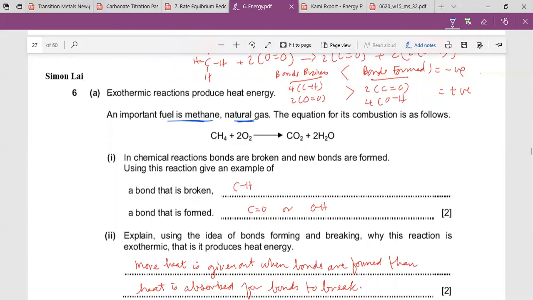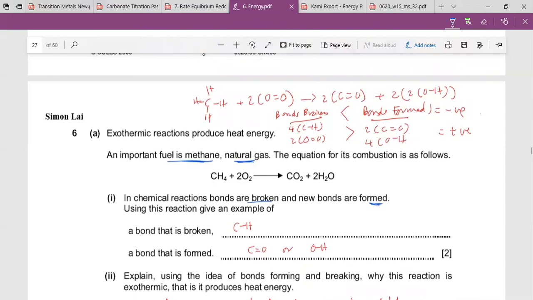Right? In a chemical reaction, bonds are broken and new bonds are formed. So bonds are broken, bonds are formed. Okay. So using this equation here, give an example. Okay. So of course, what bonds are broken? Of course, C-H bonds are broken. And also you want to put here the O=O bonds. Either one of them. Bonds are formed, right? Remember, is carbon C=O or O-H bond. That's water. Okay.